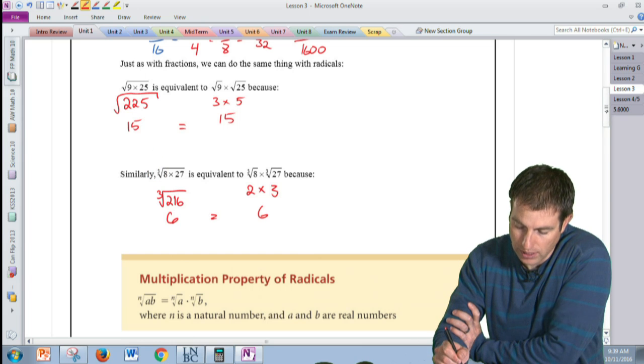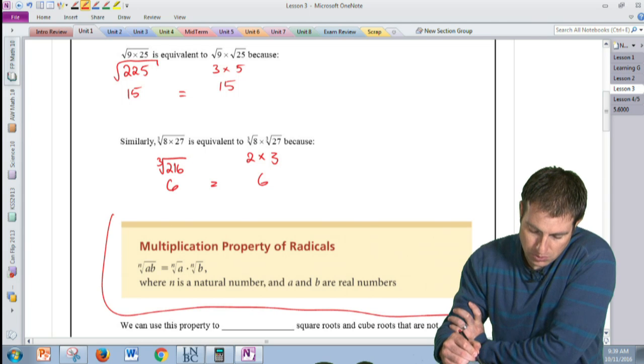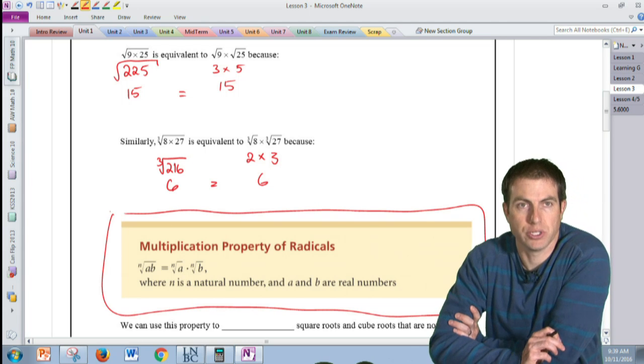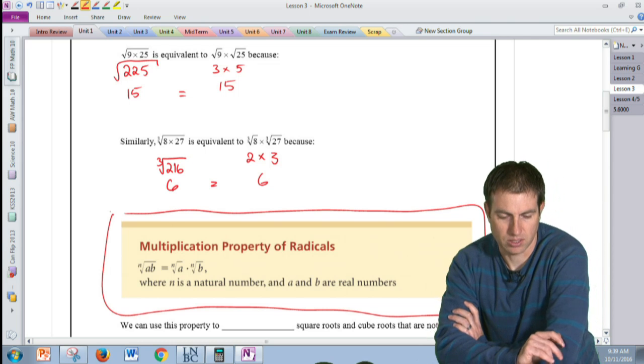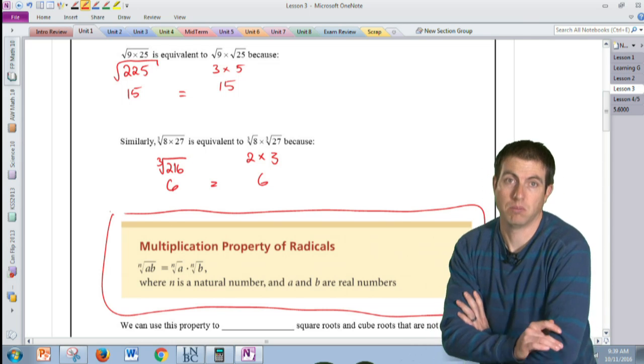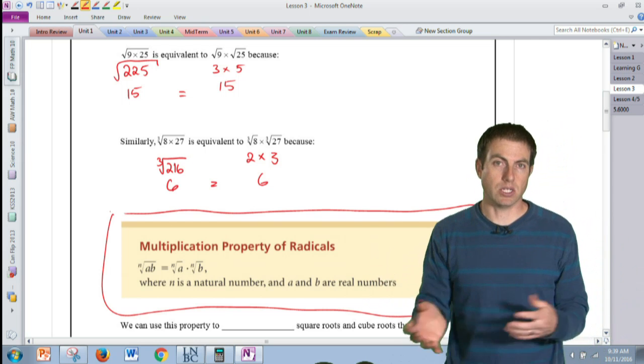So we can generalize this, and that's what this little orange-ish box is saying. Now, I find sometimes that the way that we write these laws in mathematics, they look really, really confusing. It's a really simple idea. We can multiply both things under the radical sign, or we can split them up, but as long as it's multiplication, they're equal.